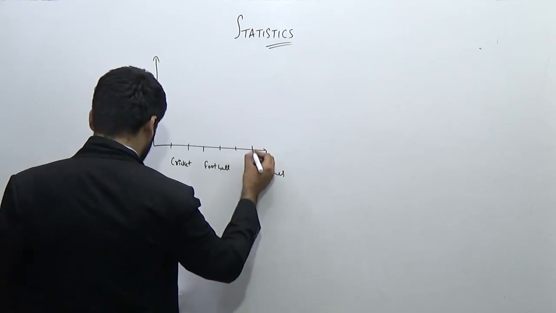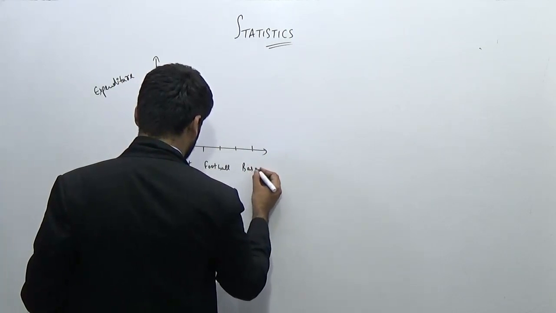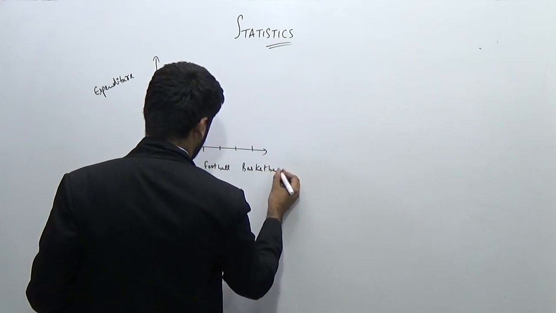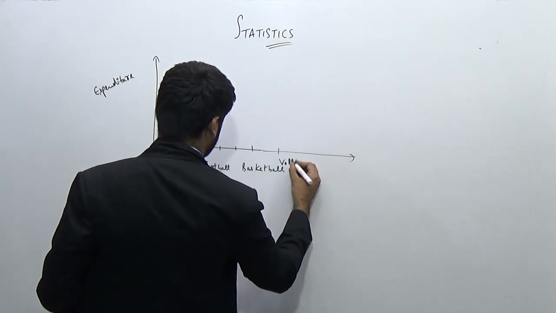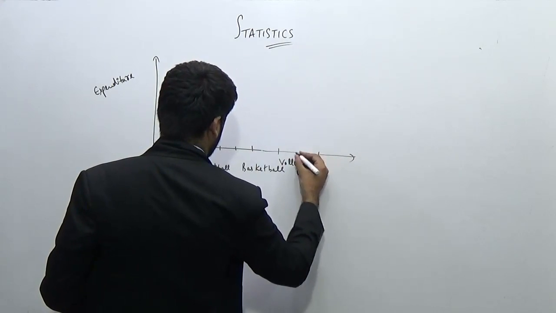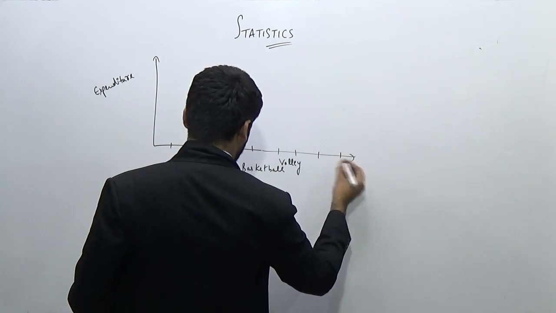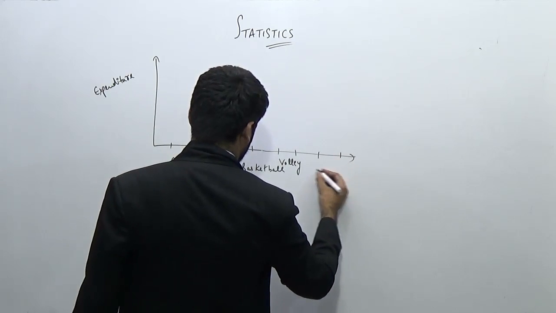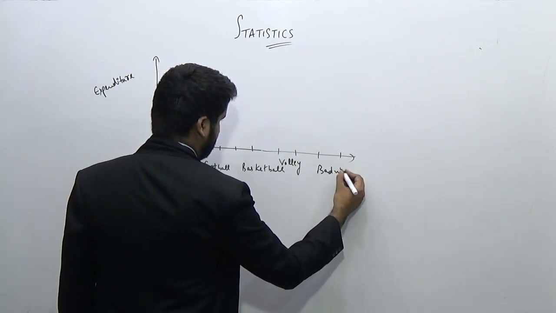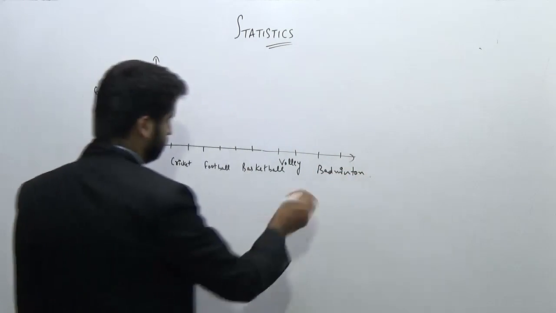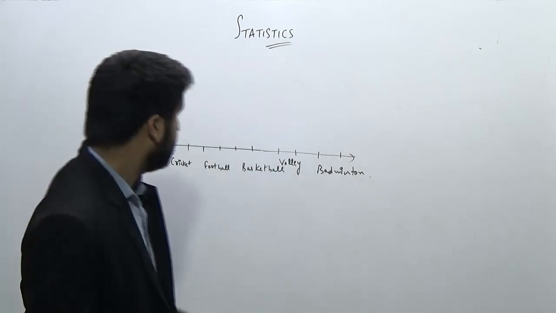right? Then we have, let's say, basketball. Then we have, let's say, volleyball. And let's say in the last we have, you can write anything. What is your favorite sport? You can write that. Let's write badminton. It's a very common sport and very easy one also. Anyone can play that.